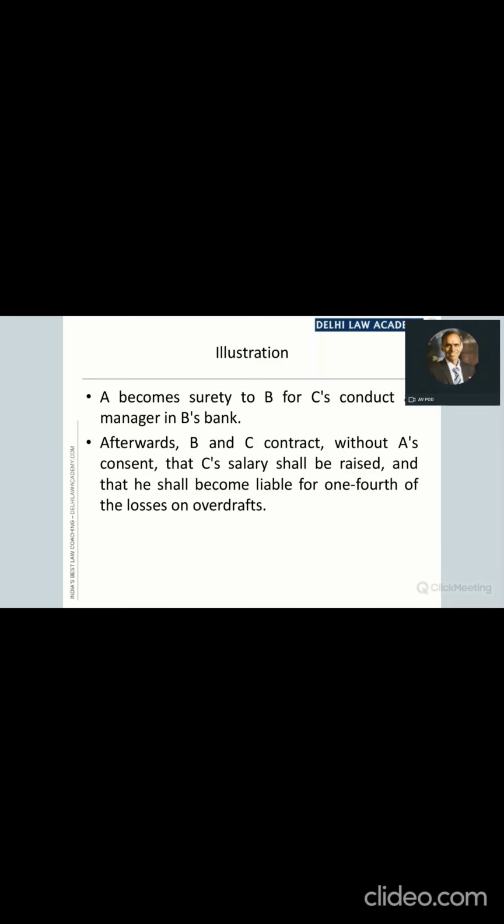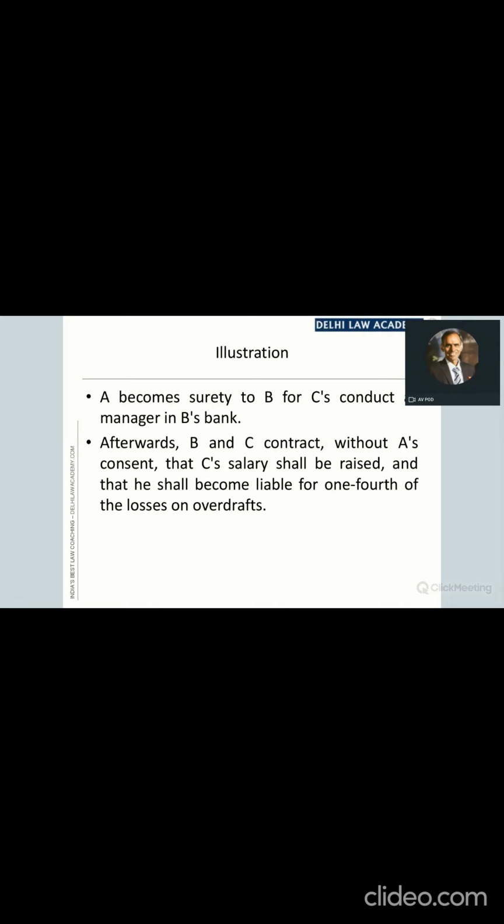A becomes surety to B for C's conduct as a manager in a bank. So there is first of all a contract between B and C. This is the original contract. This contract between B and C will define the terms of the employment.